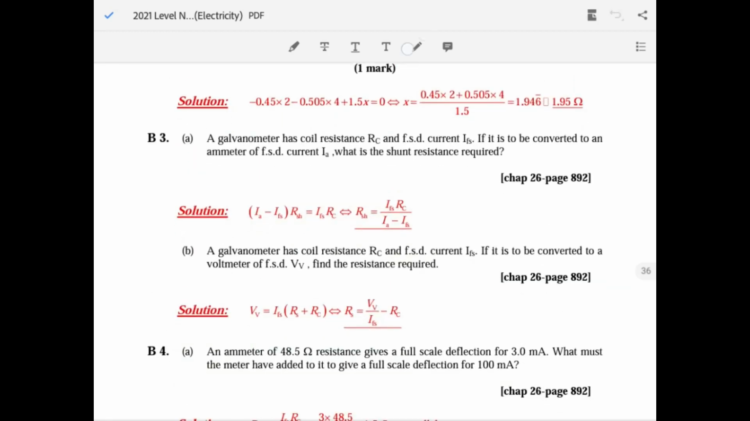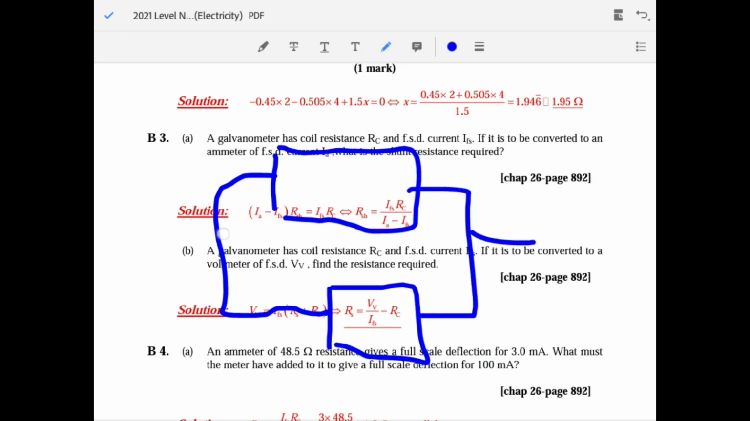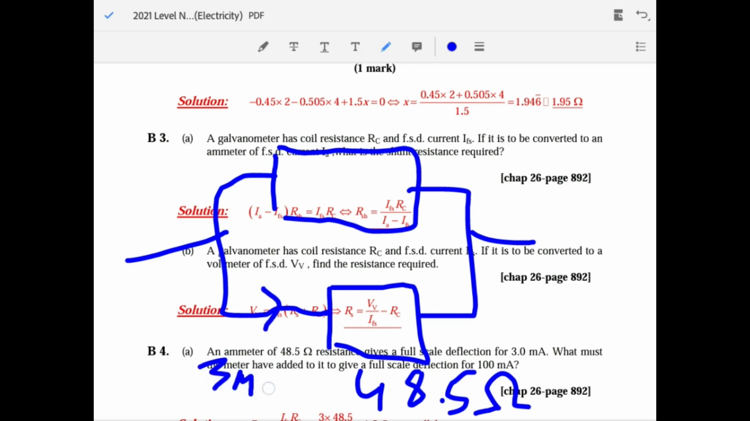Let's do an application of that, which is 4A. So you have parallel. An ammeter of 48.5. It doesn't really matter. 48.5 ohms resistance gives a full-scale deflection for 3 milliamperes. So this is 3 milliamperes. What must the meter have added to give a full-scale deflection for 100 milliamperes? So this is 100 milliamperes. So they want the R shunt.